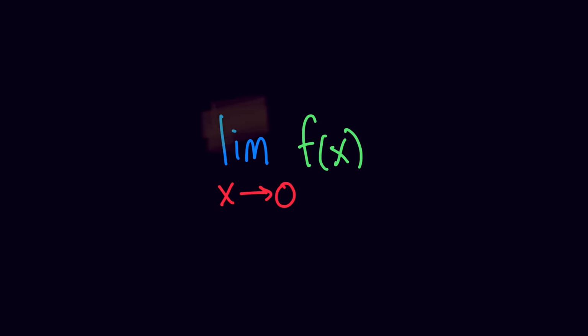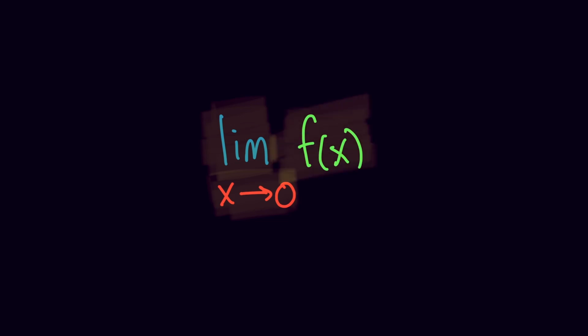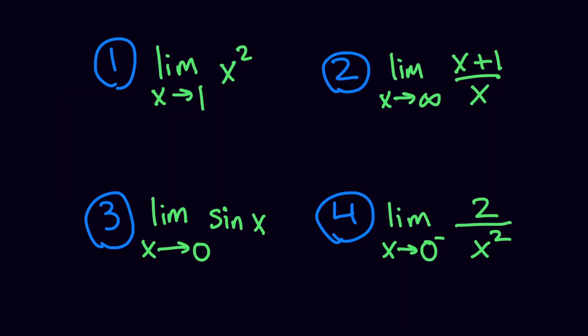So as general notation for these limits, we have the abbreviated lim. And beneath that, we have x with an arrow pointing to some number. This is going to tell us what x is approaching as we're evaluating this limit. And then we have the actual function that we're taking the limit of. Here are some limits for you to try out.